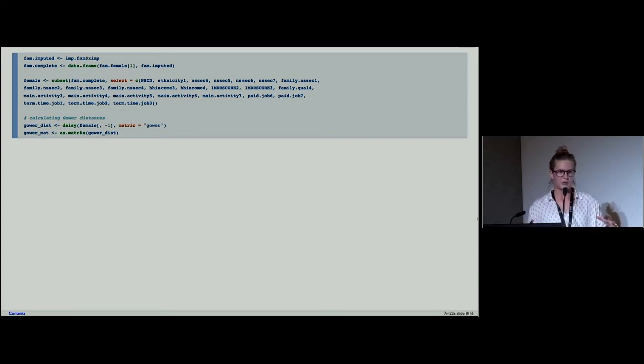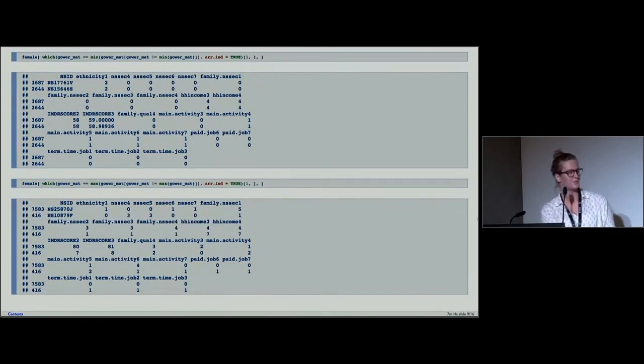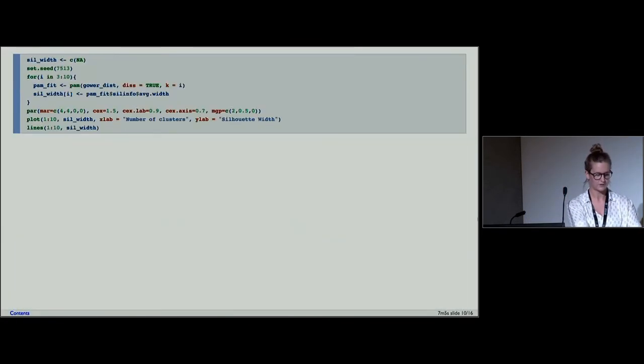So after calculating this dissimilarity matrix, we can, for instance, look at the most similar and dissimilar observations in our data set, which are these pairs. But more importantly, we can use this matrix as an input into the partitioning around medoids algorithm to create our clusters. The PAM function is from the same package, cluster.